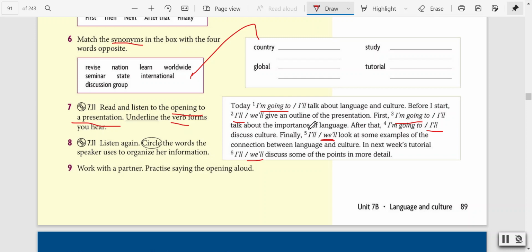Using, for example, first, next, first, after that, and finally, and also we have first, after that, finally, and before. By these words we can reorder, we can organize our information.